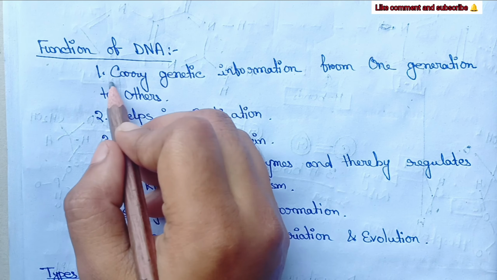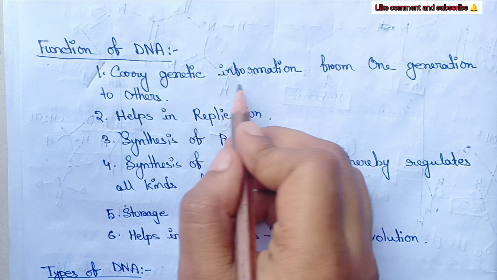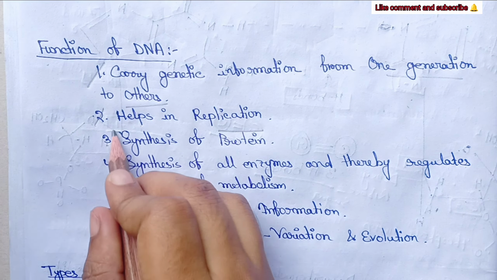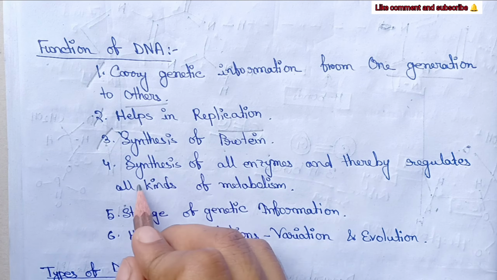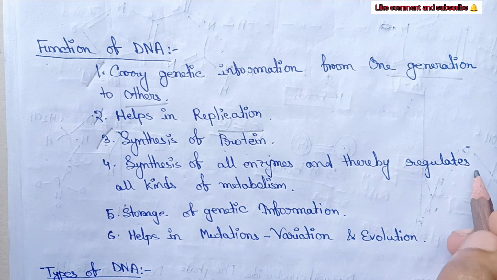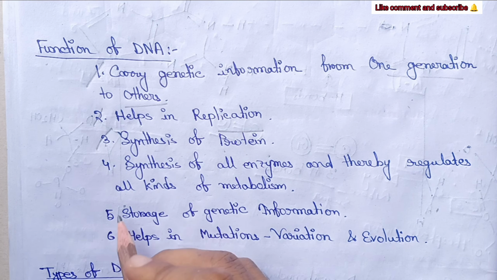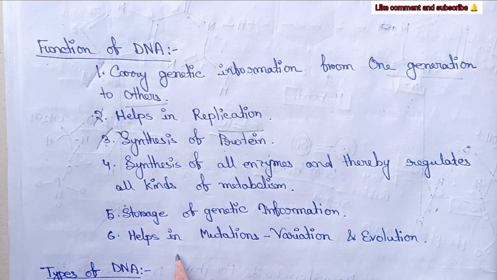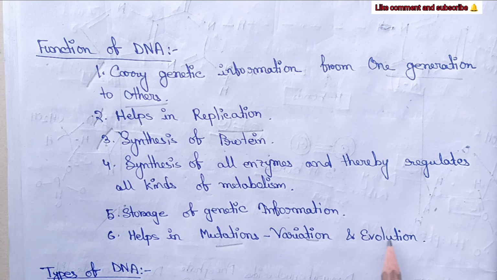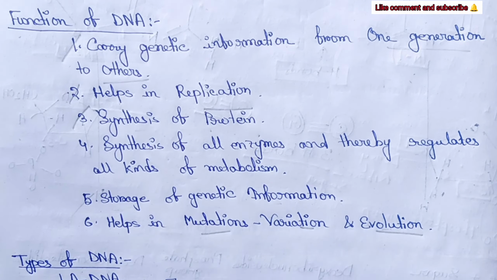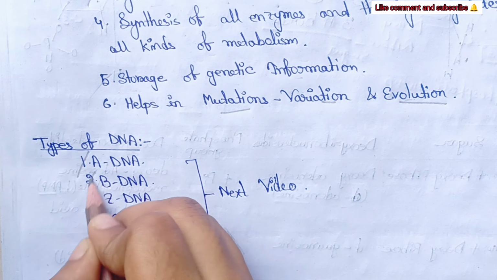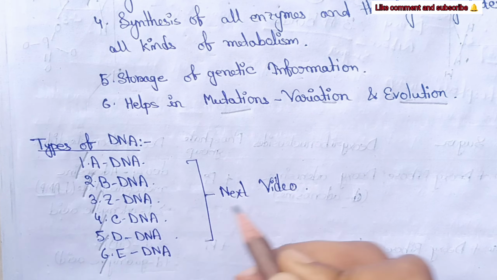Then the function of DNA: it carries genetic information from one generation to others. It helps in replication, synthesis of proteins, synthesis of all enzymes, and it regulates all kinds of metabolism. It helps in storage of genetic information, and helps in mutation, variation, and evolution. And then the types of DNA: A, B, Z, C, D, E.